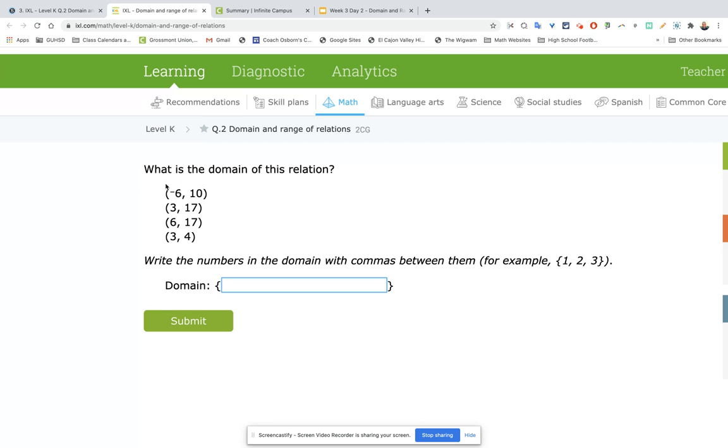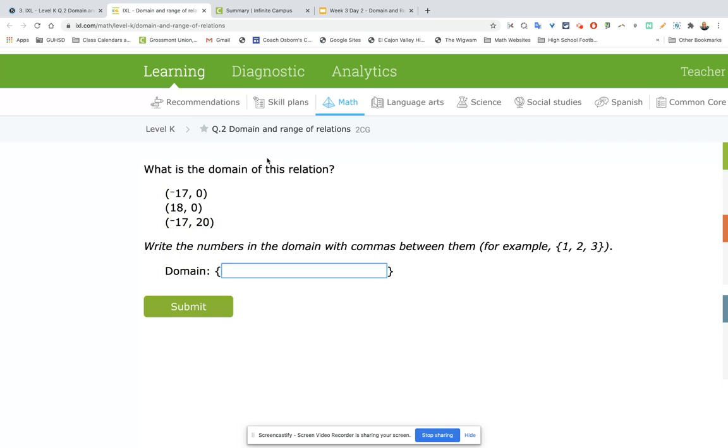So here I can see that I've got -6, 3, 6, and 3. So -6, comma, 3, comma, 6. Now, if you notice 3 repeats, if it repeats, I don't need to type it. Okay. So here again, what's my domain? Again, it's just the x values. So -17, comma, 18, 17 repeats, so I don't need to write it.